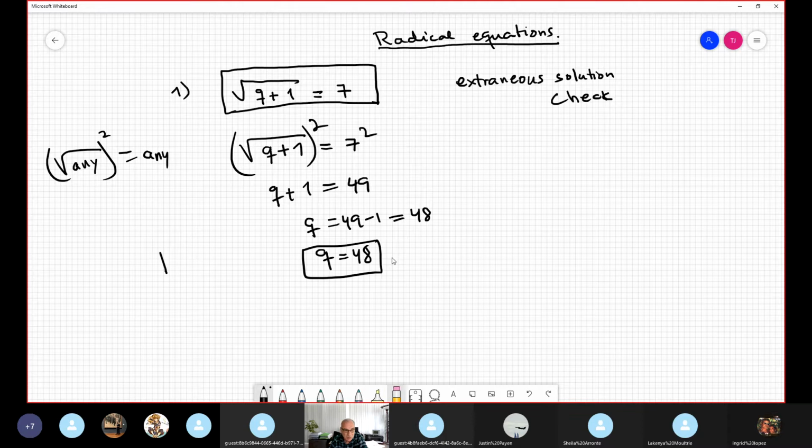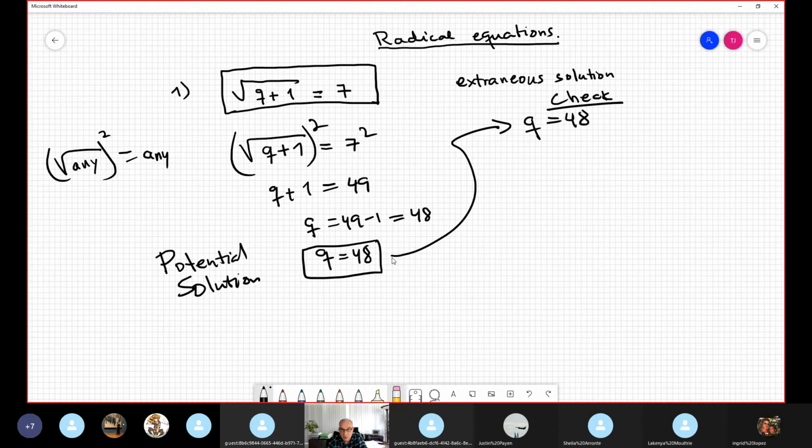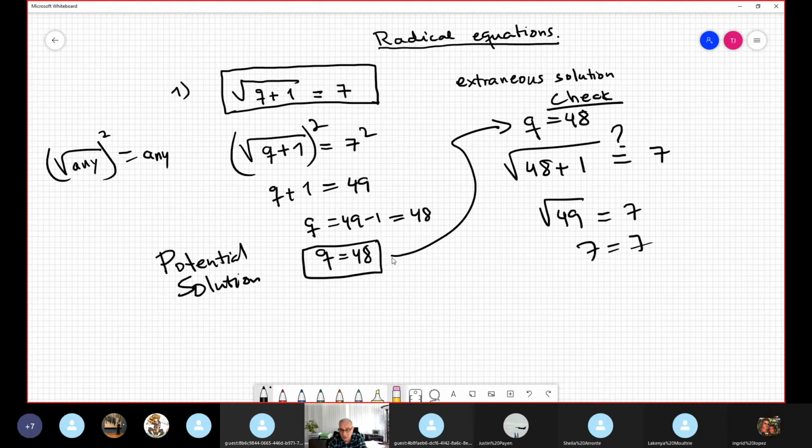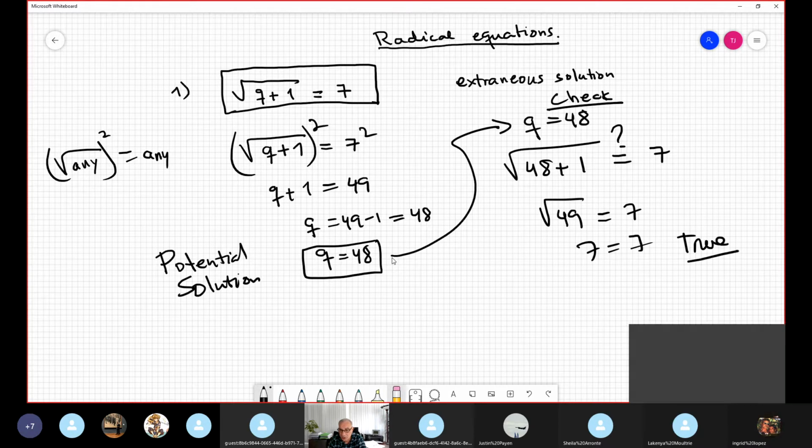This is a potential solution, and you need to do the second part, the checking part. You check q equal 48, where? In the original equation. I need to verify that the square root of 48 plus 1 should be 7. I claim this statement because I am not sure if it's true or false. In this case, it's true, because 48 plus 1 is 49, and the square root of 49 is 7, so 7 equals 7. This statement is completely true, and the solution is 48.